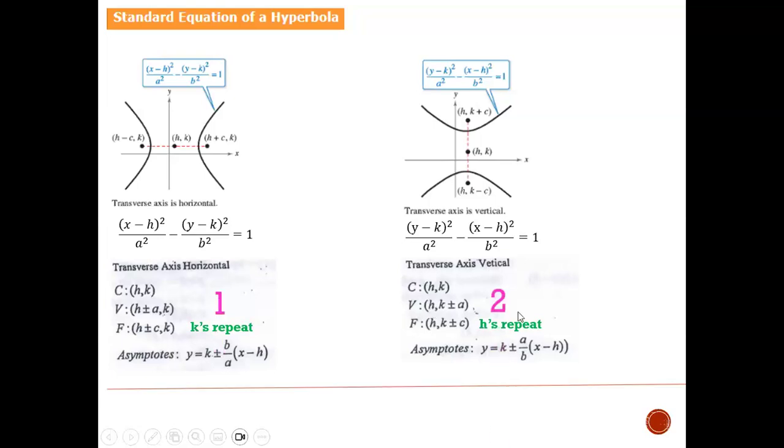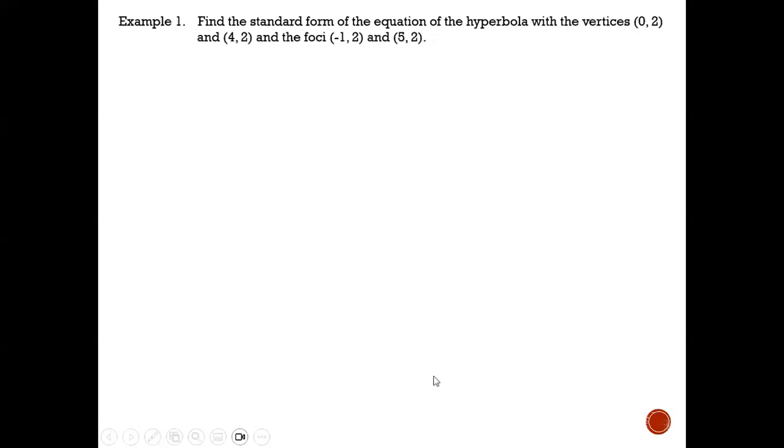Additionally, we will use the formula for c. C squared equals a squared plus b squared. Okay, let's do an example for a hyperbola.